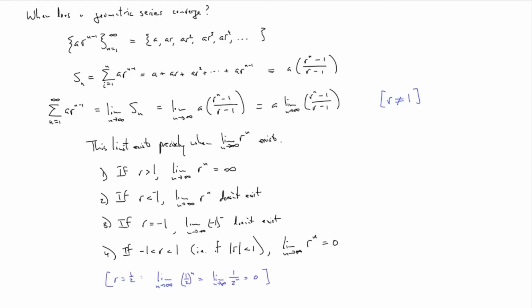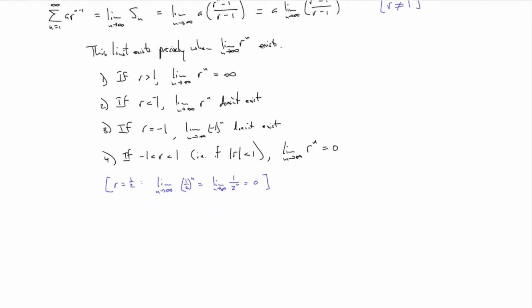Just to see an example, suppose r is a half. If you're looking at the limit as n goes to infinity of (1/2)^n, that's the limit as n goes to infinity of 1 over 2^n. Well, the numerator stays 1, and the denominator is getting larger without bound, and so that limit is equal to 0. And you get the same result for any r value that is strictly between -1 and 1. The limit as n goes to infinity of r^n is equal to 0.